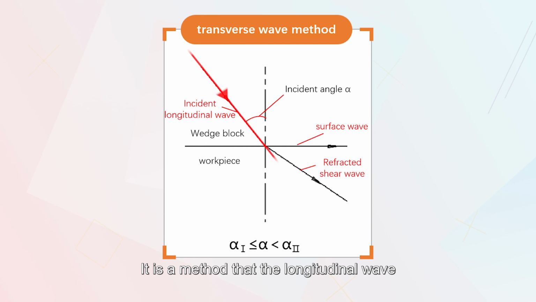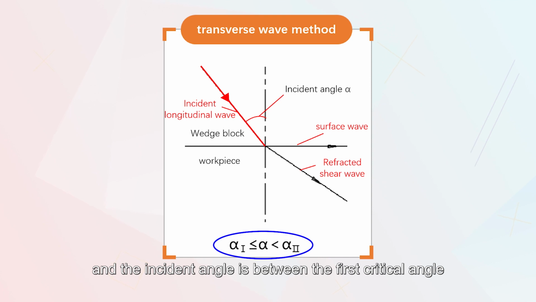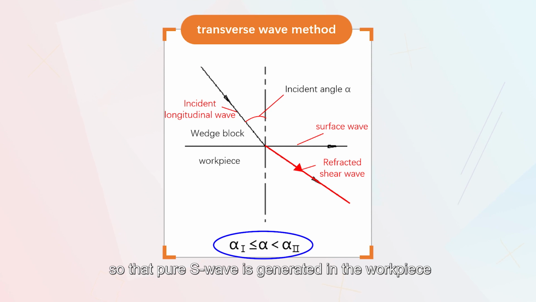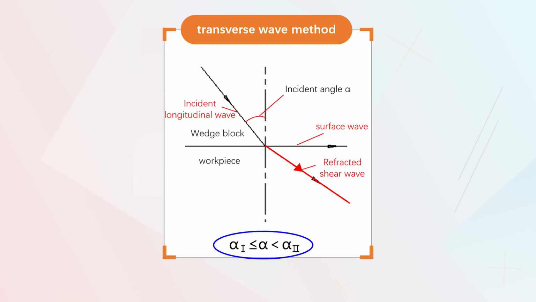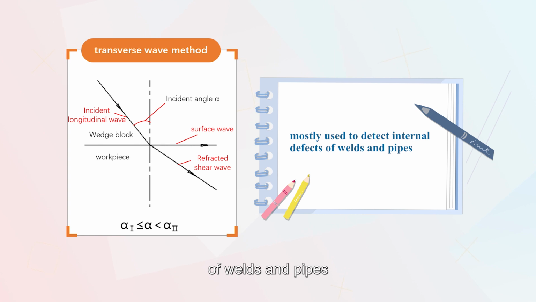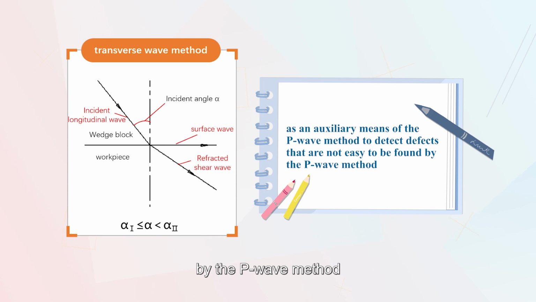S-wave method. It is a method in which the longitudinal wave is obliquely incident on the workpiece surface through an inclined wedge, water, or other media, and the incident angle is between the first critical angle and the second critical angle, so that a pure S-wave is generated in the workpiece for flaw detection. This method is mostly used to detect internal defects of welds and pipes, or as an auxiliary means of the P-wave method to detect defects that are not easy to be found by the P-wave method.